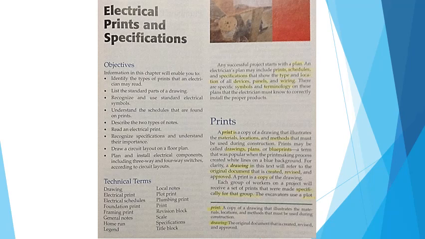Some of the technical terms encountered in this chapter are drawing, electrical prints, electrical schedules, foundation print, framing print, general notes, home run, legend, local notes, plot print, plumbing print, print, revision block, scale, specifications, and title block.